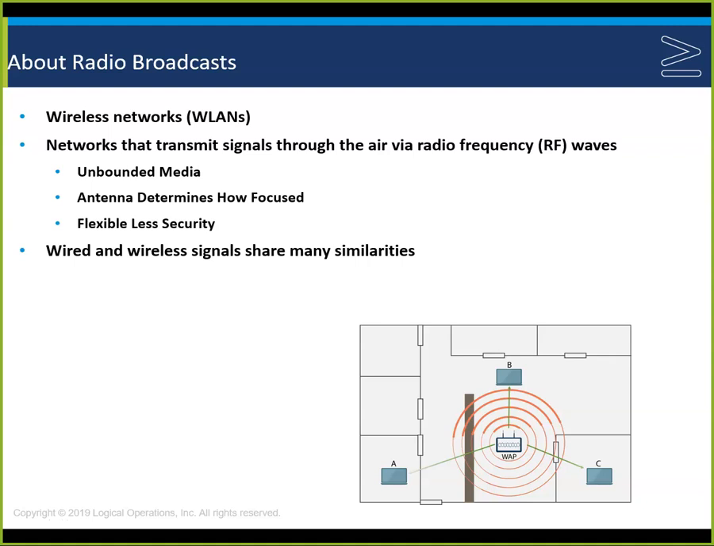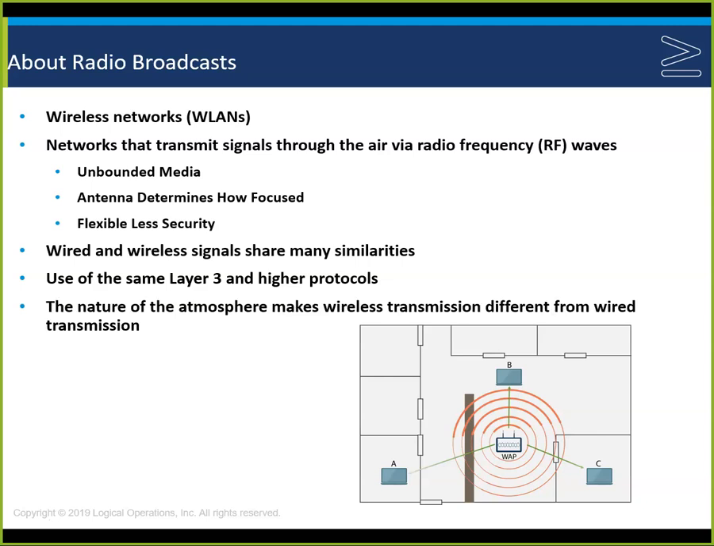The wire and the wireless share a lot of similarities. They use the same layer 3 protocol. Once we get above layer 2, everything's the same. The data link layer is where we define the WANs, the LANs, the wireless and the wired, and all of the other different connectivities, and then IP addresses. So we're going to use the same layer 3 protocols for all of these things.